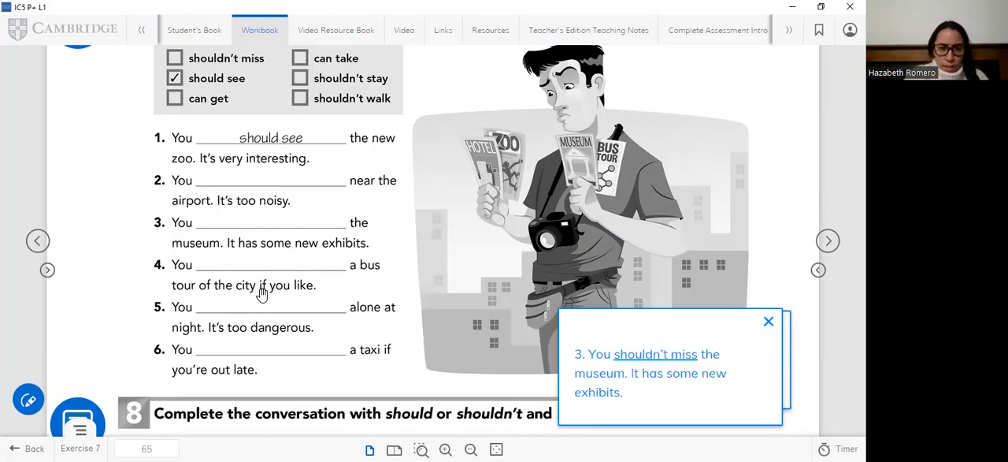You can take a bus tour of the city if you like. Okay, could be "can take". Is there another possibility? Well, there is another possibility. I don't know. So, instead of "you can take", probably "you could" can be used for another situation.